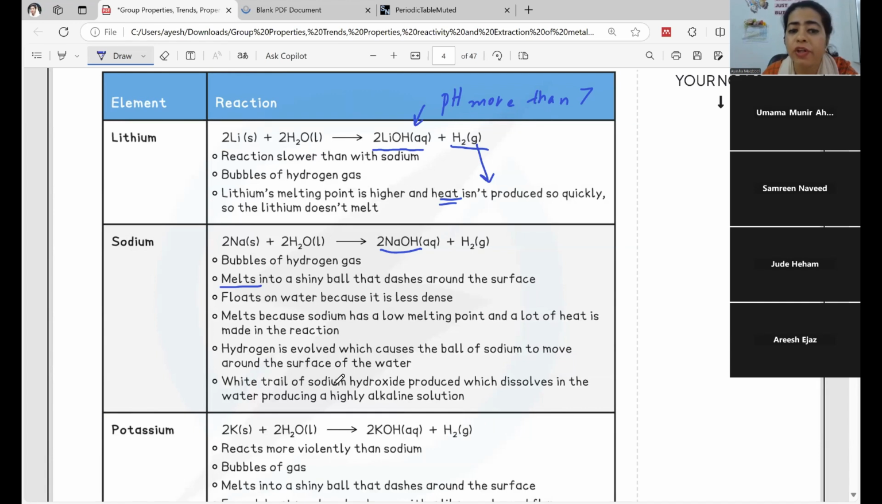So white sodium hydroxide will be produced. This will be a little white colored solution, which will dissolve in water, producing a highly alkaline solution. Alkaline means having pH more than 7. So overall, this reaction is faster than the lithium reaction. Okay. After that, we can move to the potassium.